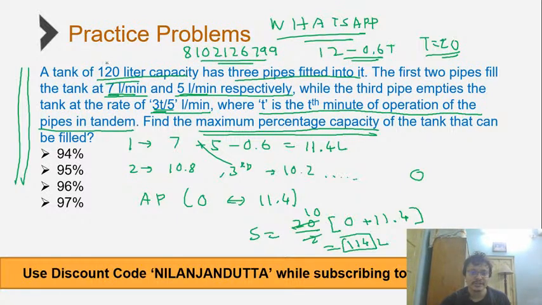So what is 114 liters? 114 liters is nothing but 95% of the capacity, that is 120 liters. Hence the answer is option B, that is 95%. So the maximum percent capacity of the tank that can be filled is 95%. Because remember, after t equal to 20, it will no more fill, because it will become an emptying process, because 0.6t will overshoot 12. So the maximum capacity that can be filled is going to be option B, 95%.